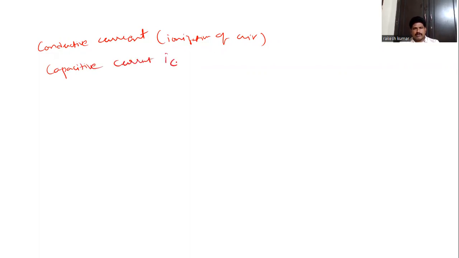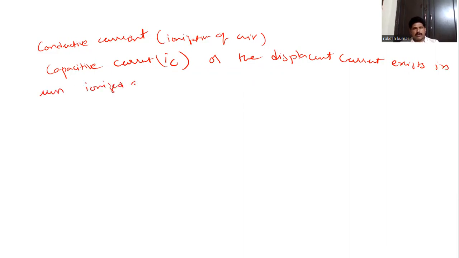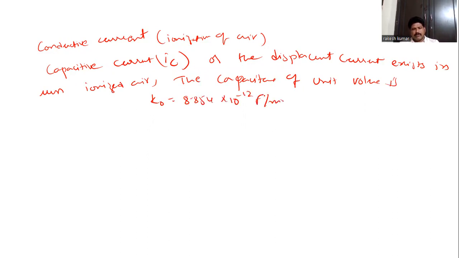So the capacitive current is denoted by IC, or the displacement current, existing in unionized air. Okay, so the capacitance of unit volume, that is K naught or epsilon naught, is equal to 8.854 into 10 to the power minus 12.